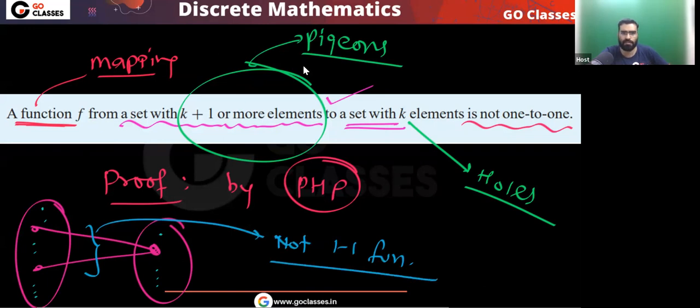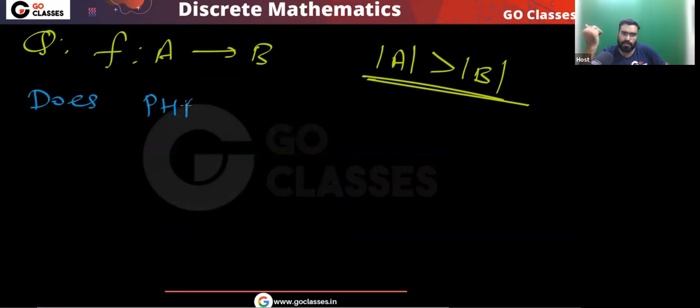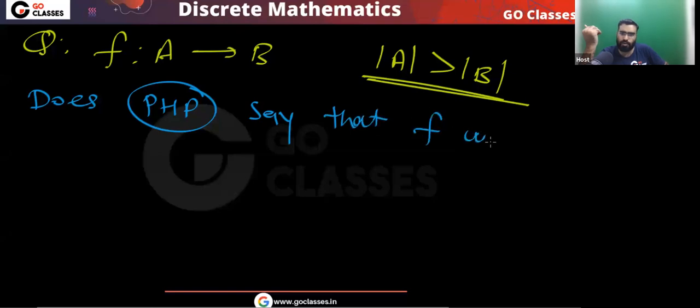So this is a simple point. I hope this point is clear. Now you tell me one more thing. Can you guarantee that it will be an onto function? A simple question I'm asking. You have a function from A to B where the cardinality of A is more than the cardinality of B. Does the pigeonhole principle say that F will definitely be onto?